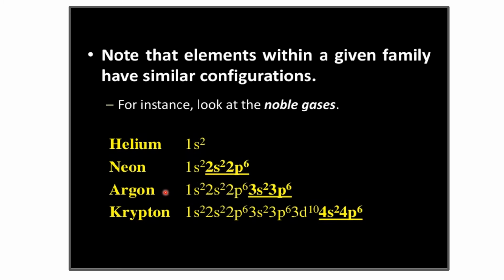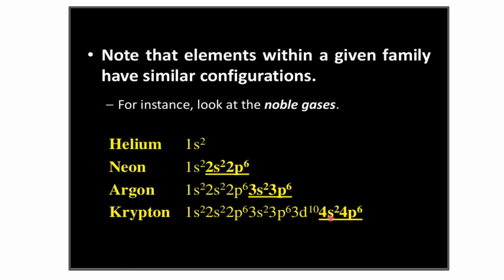Similarly, the electronic configuration of argon is 1s2, 2s2, 2p6, 3s2, 3p6. Its atomic number is 18. In the same way, krypton's electronic configuration is 1s2, 2s2, 2p6, 3s2, 3p6, 3d10, 4s2, 4p6.